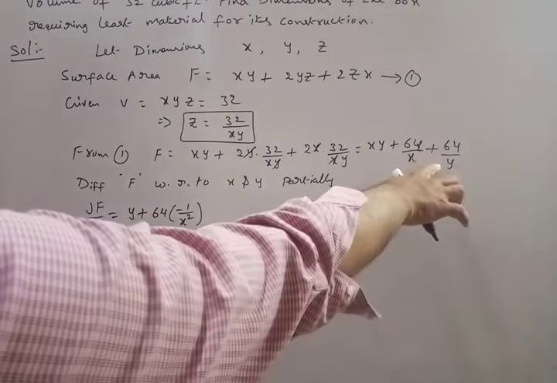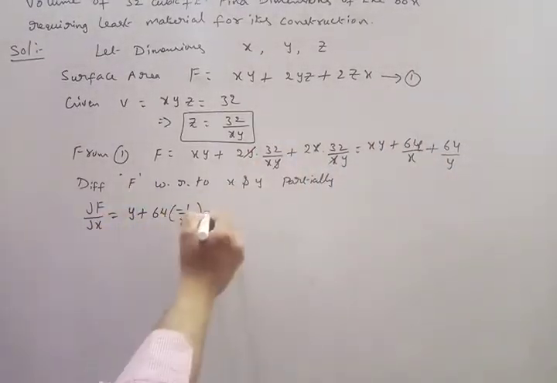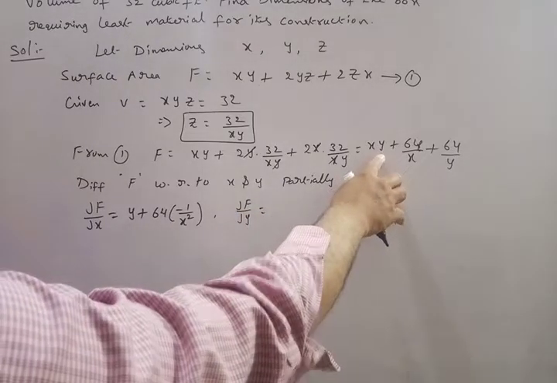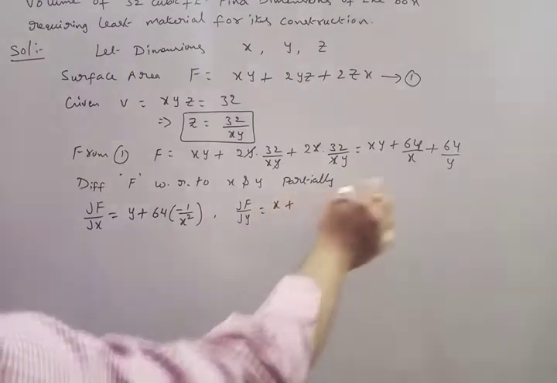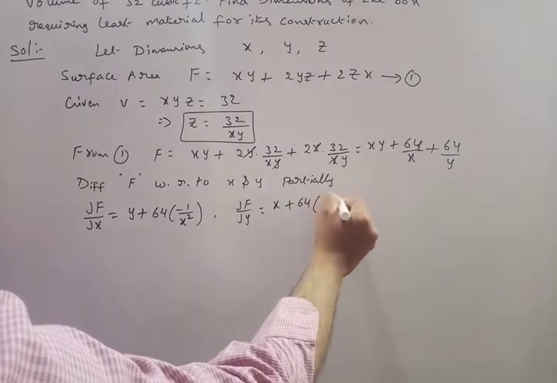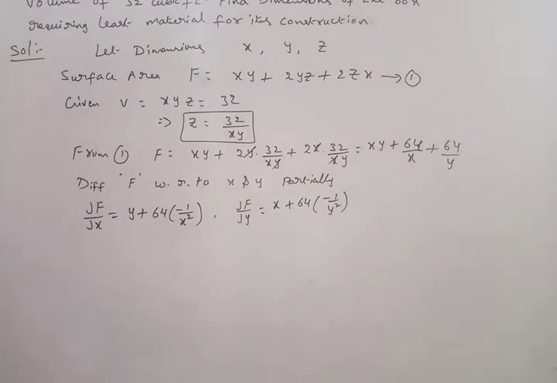Now, here there is no x, 0. Then similarly, ∂f/∂y. What is ∂f/∂y? y is 1, I get x plus, no y here, 0. So 64 is as it is. 1 by y differentiation is what? Minus 1 by y square. This is the value of ∂f/∂x and ∂f/∂y.